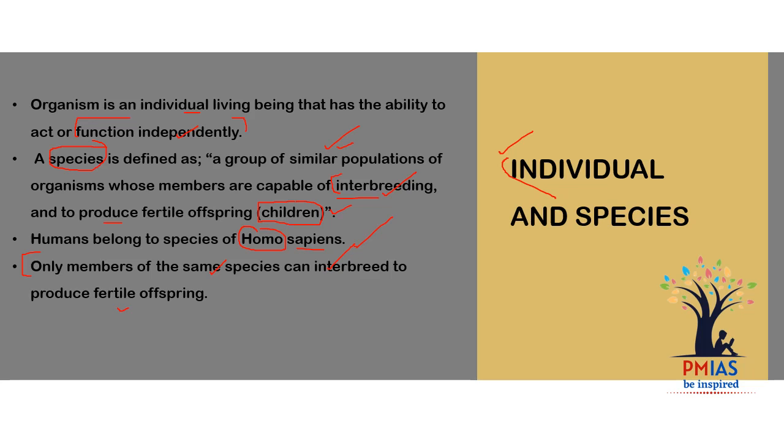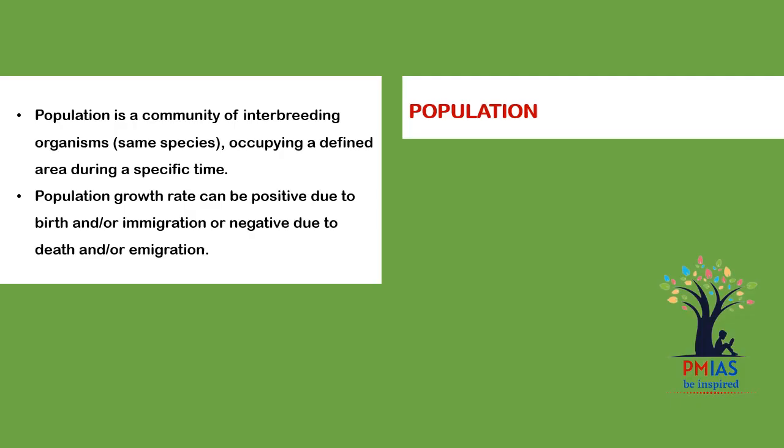Only members of the same species can interbreed to produce fertile offspring. So simply, what did we see? An individual means it can function independently. Then what is the ability of the species? They can interbreed; that is, members of the same species or similar populations can interbreed to produce offspring. And humans are the species Homo sapiens, and the golden rule is that only members of the same species can interbreed to produce fertile offspring.